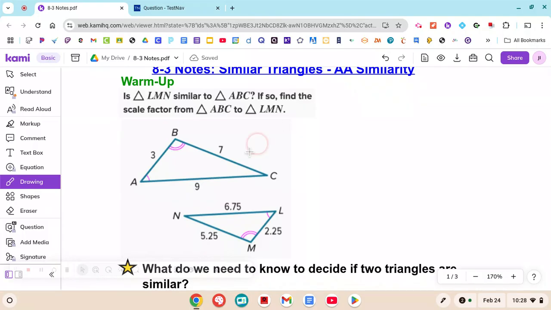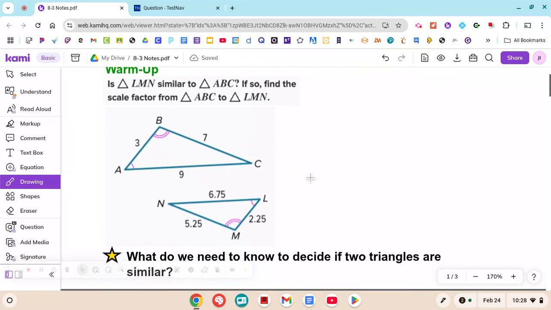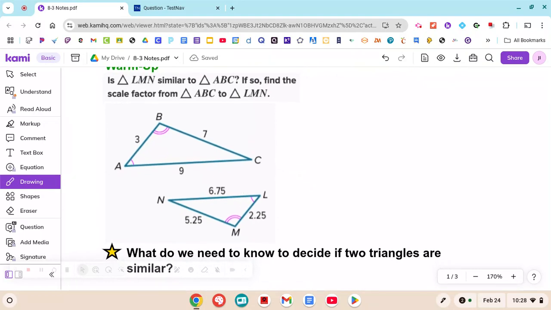So what this problem is all about is: is triangle LMN similar to triangle ABC? And if you think so, figure out the scale factor from ABC to LMN. One of the things you should look for when you're trying to decide if different polygons are similar is angles. You want their angles to match. If you look at L and A, those just have one arc, so they're going to be the same measurement. Same thing with B and M.